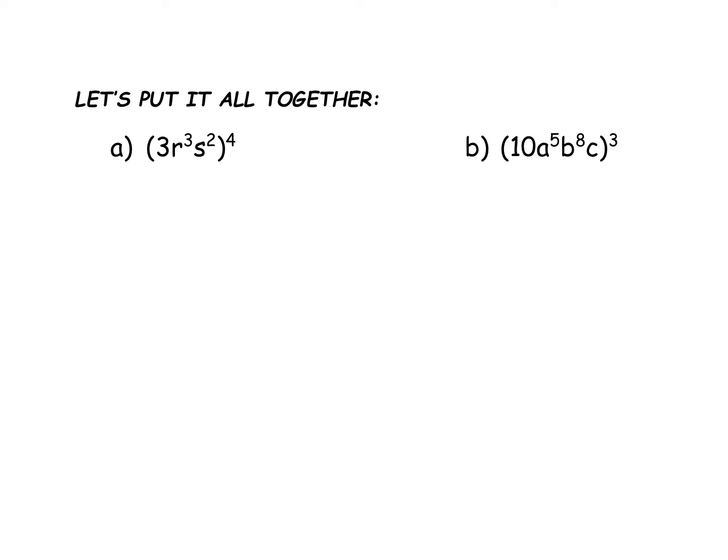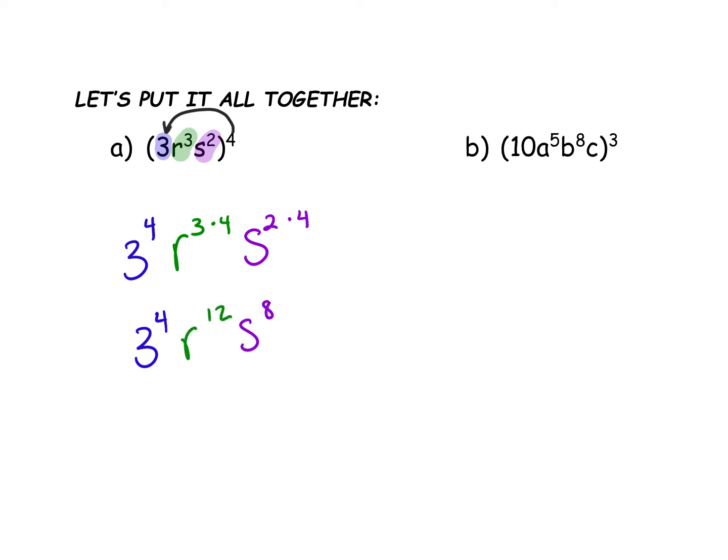We have to look here and see that inside here there are 3 different terms that are all being raised to the 4th power. So the 3 gets raised to the 4th power. The r to the 3rd power gets raised to the 4th power. And the s squared also gets raised to the 4th power. So we come out with 3 to the 4th times r to the 12th times s to the 8th power.